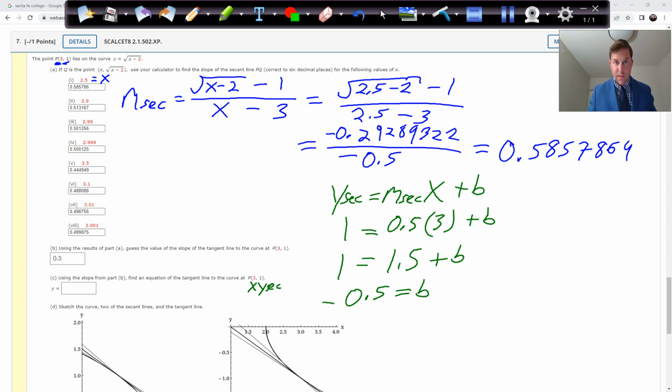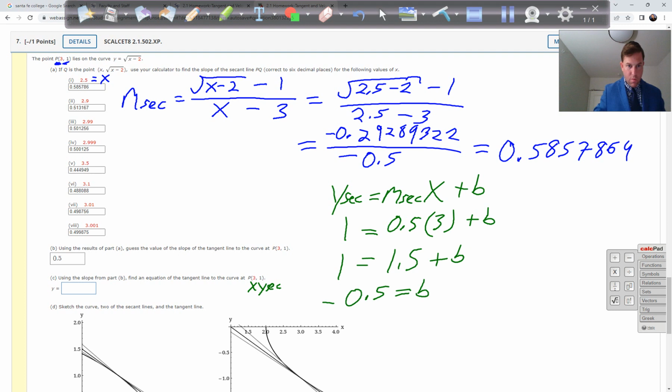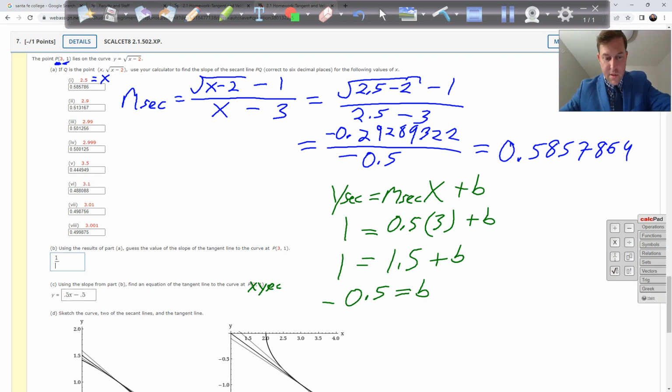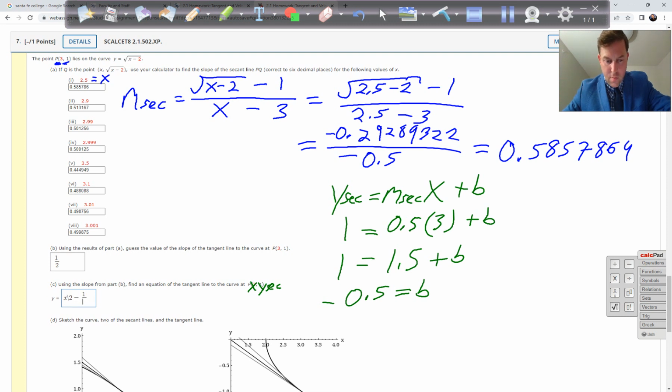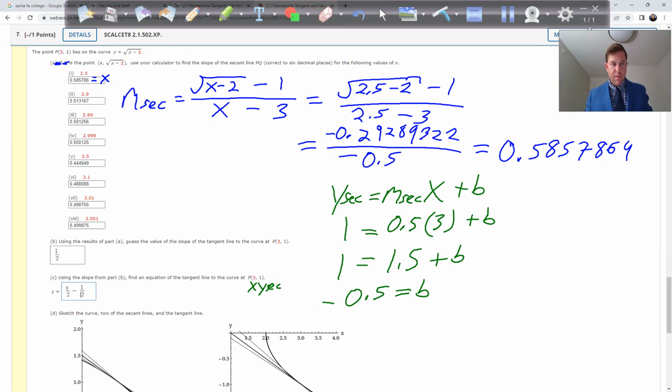So when we put that all together, we should get y is equal to 0.5x minus 0.5. Now they might actually want fractions here instead. In fact, I think they do. I think they want you to type this as 1/2, and this would be x over 2 minus 1/2. Be very careful how you type this. It will be a little picky there. Okay, so that is the proper values there.